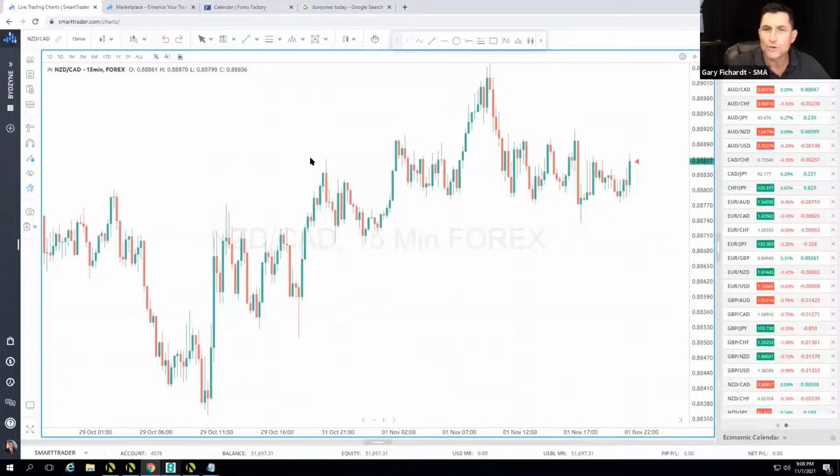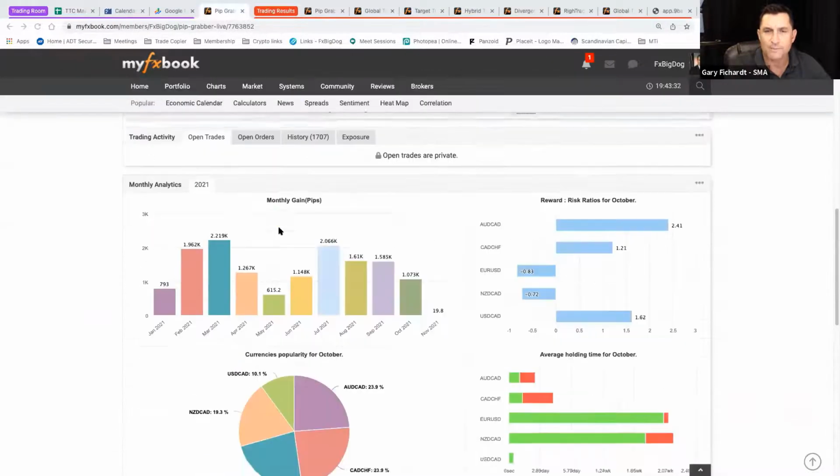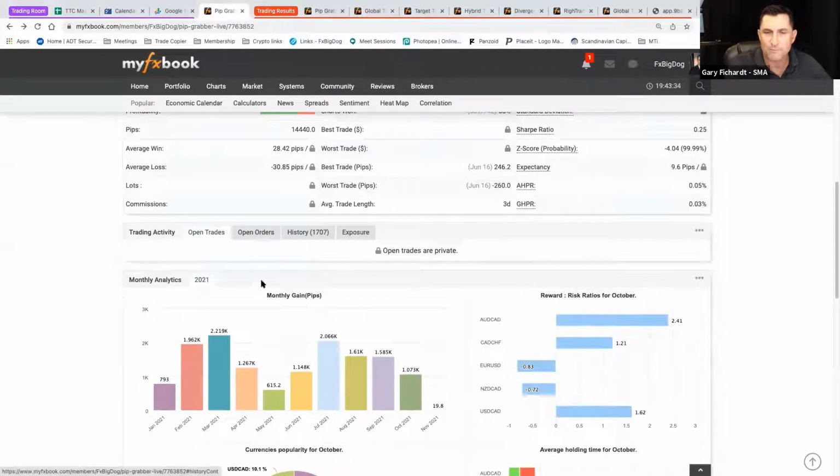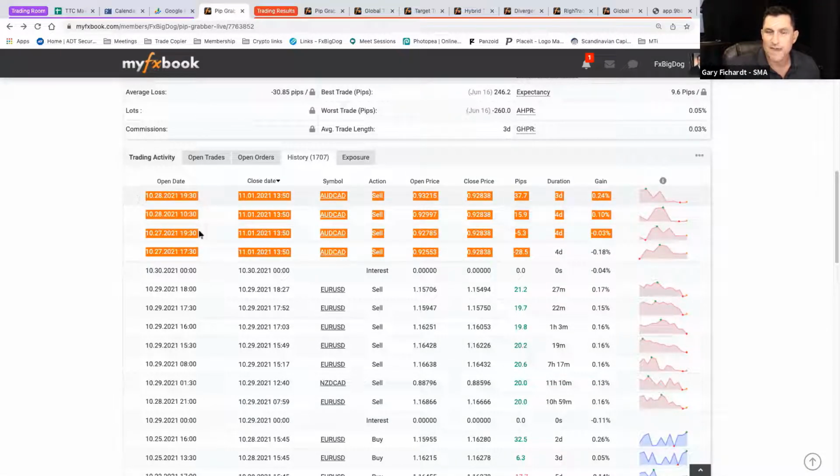If I go to the account right here, let's take a look over here at the past history. So it's going to tell you, for instance, we had a trade on October 28th, and we closed out today on the Aussie CAD. Now it closed out multiple positions. You can see right here we held multiple positions. Here it is right here. These are the multiple positions that closed out today.